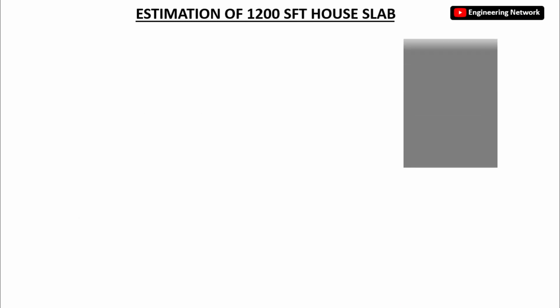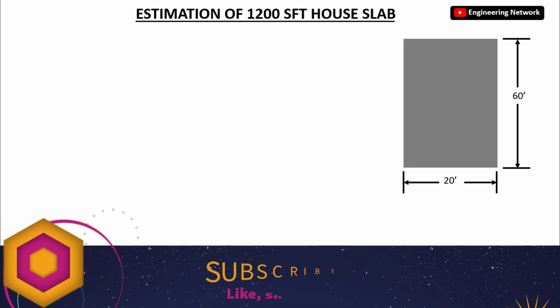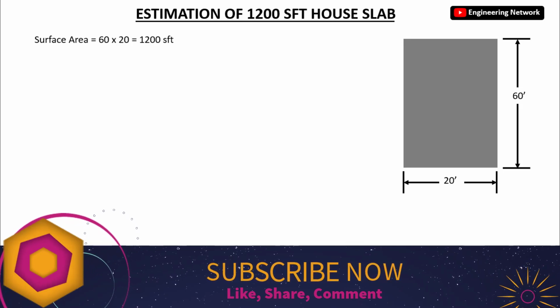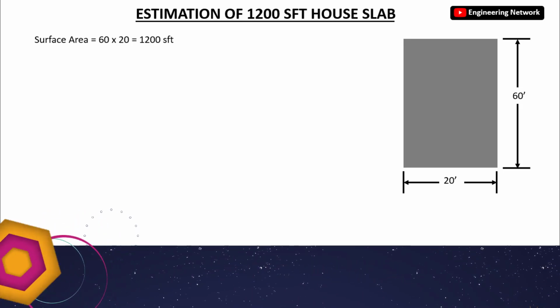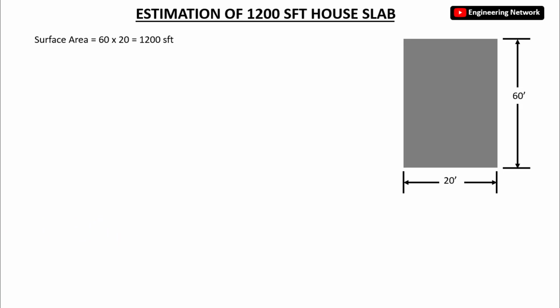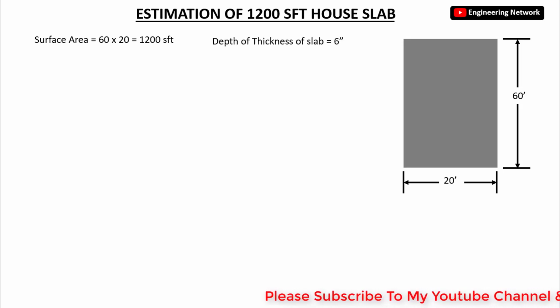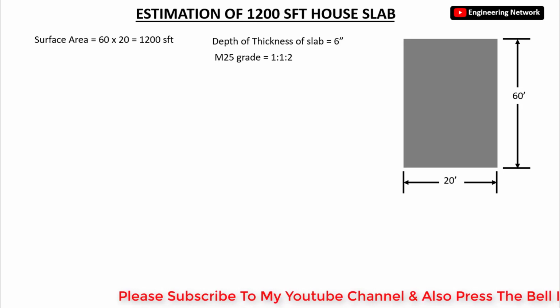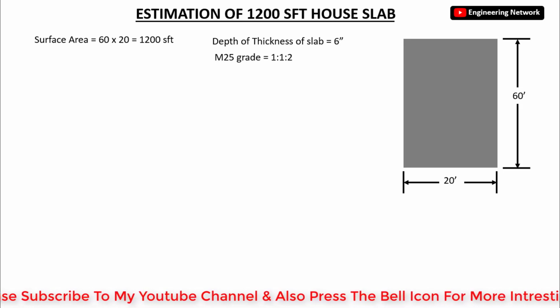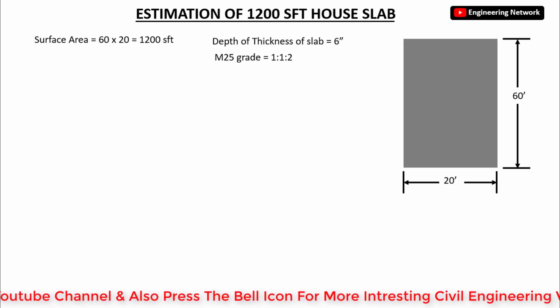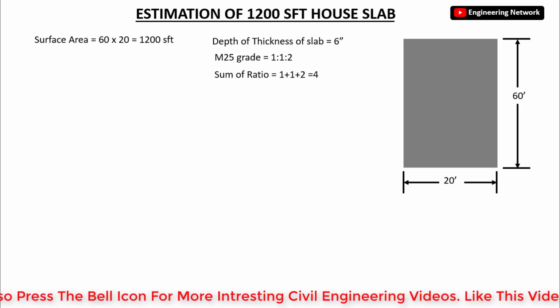So let's start. Let's suppose this is our slab whose length is 60 feet and width is 20 feet. So the surface area of this slab will become 1200 square feet. Now before I start doing estimation for this slab, there are a few things that you should know. First is the thickness or depth of this slab, which is 6 inches, and I am using M25 grade concrete, whose mix ratio is 1:1:2. So the sum of ratio will become 4.